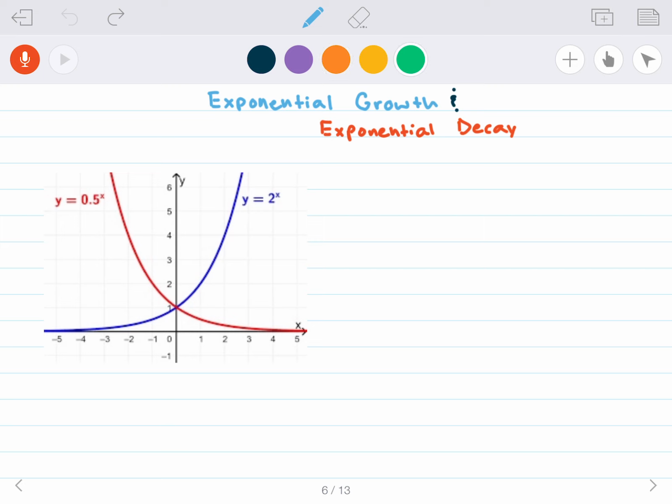Contrasting that, exponential decay: here's the start of time. As time goes on, as we move to the right on the time axis, the x-axis, this thing is rapidly decreasing, very fast. So that is exponential growth and decay.